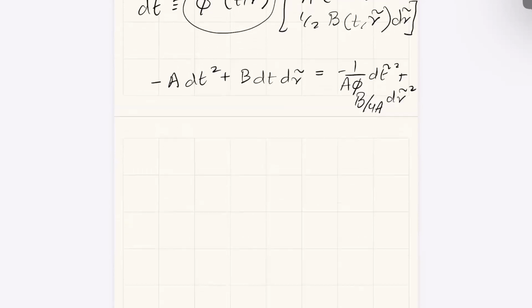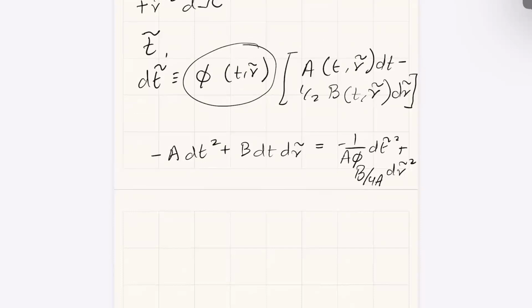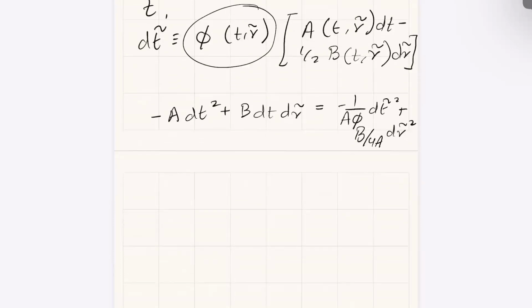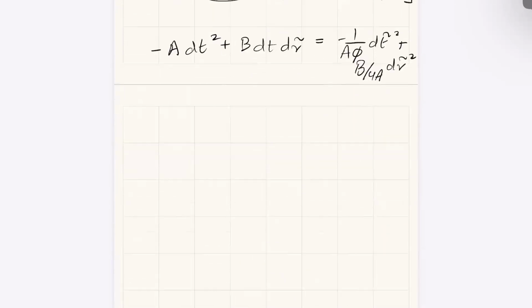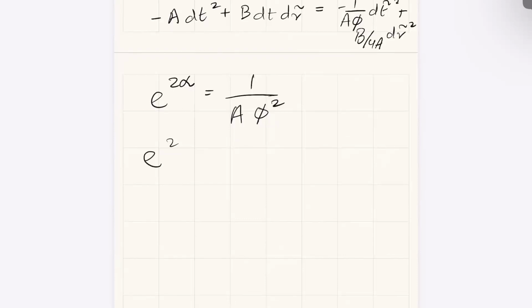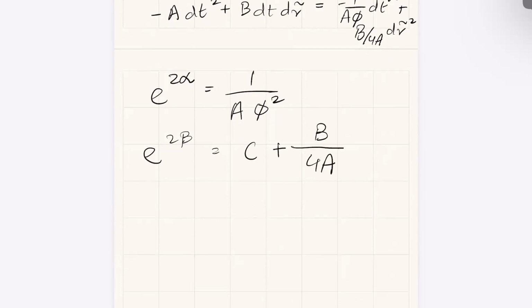Okay. Now we can define these functions up front, these over here, and we can say that I have a particular function. Let me take that as exponential of 2 alpha. And let me say that this equals 1 by a phi squared. And I can do this as long as I can change what alpha is, right? I can make the relationship as long as I can define alpha with respect to phi. And I can do the same for the other term, initialize a certain exponential, e to the 2 beta. And I can write this as c plus b by 4a. Again, depending on what beta is, I can make the relationship with c, a, and so on.